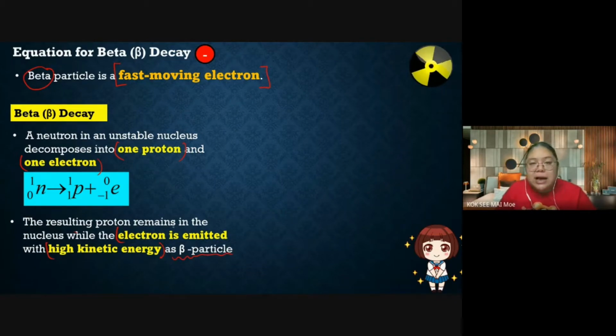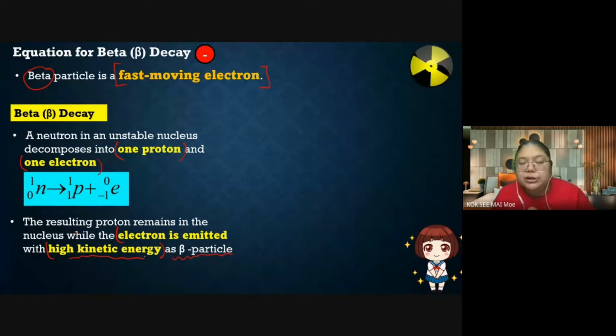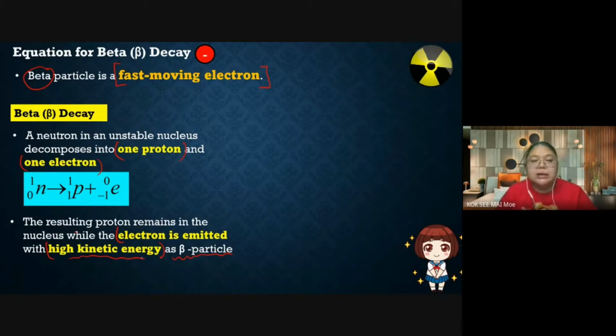So another characteristic of the beta particle is high kinetic energy, because it is an electron. The electron's charge is very small. So when the charge and the particle are both small, they can move very fast. When they move very fast, you can say they have high kinetic energy.